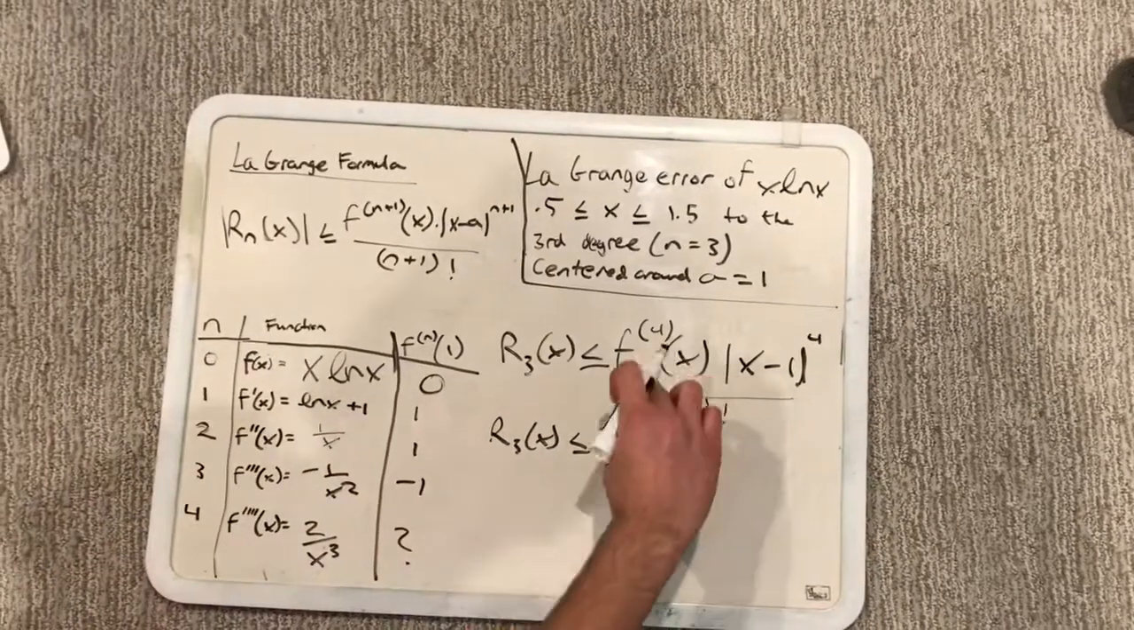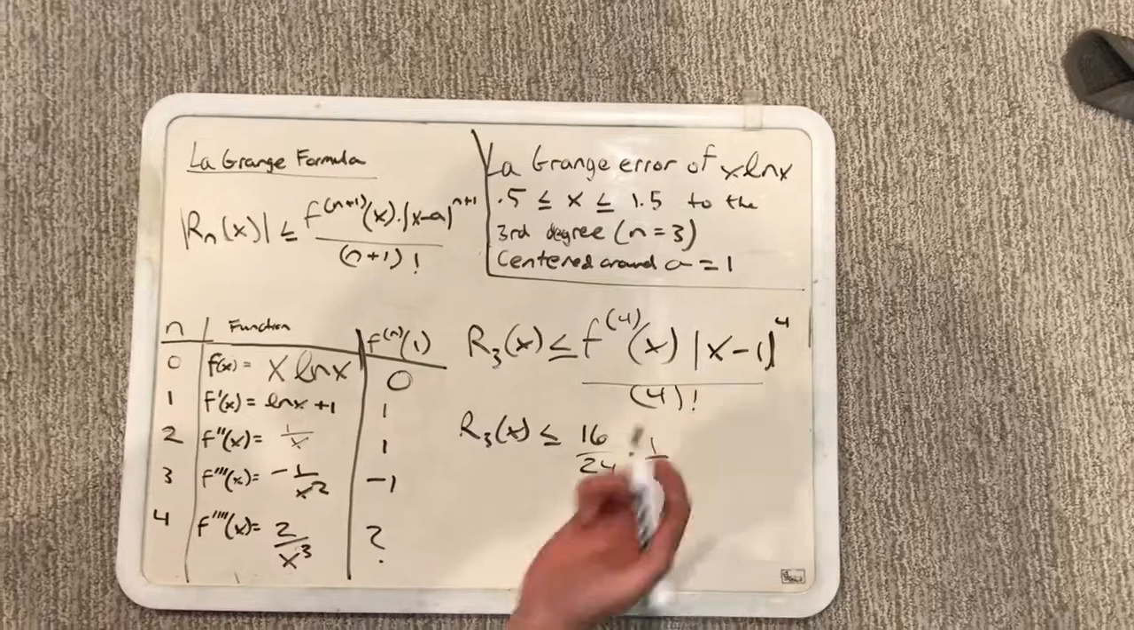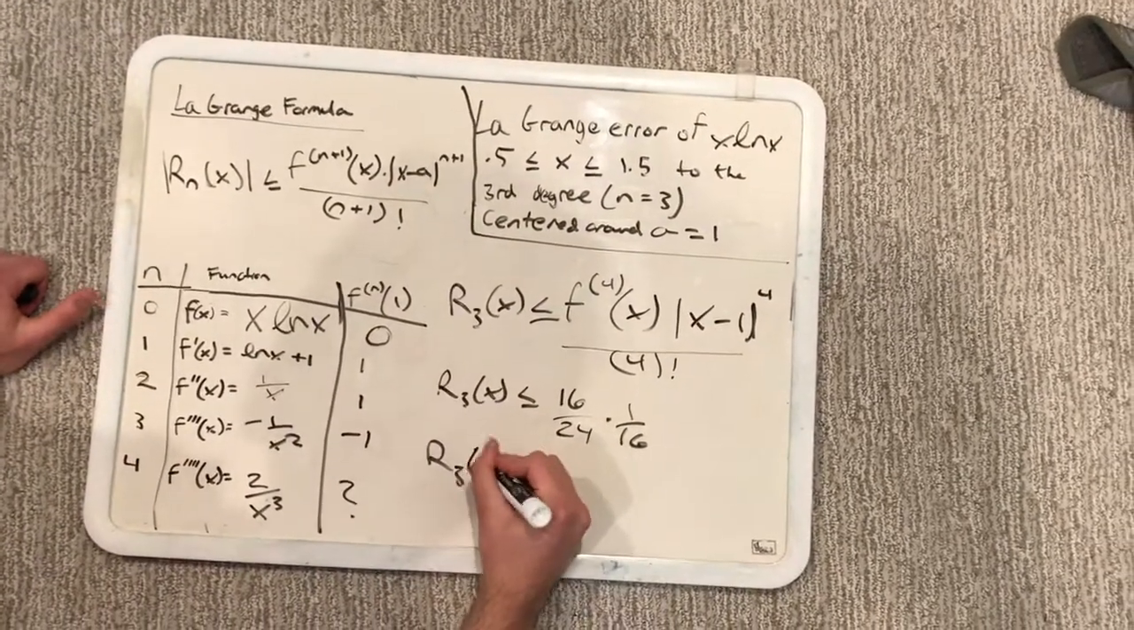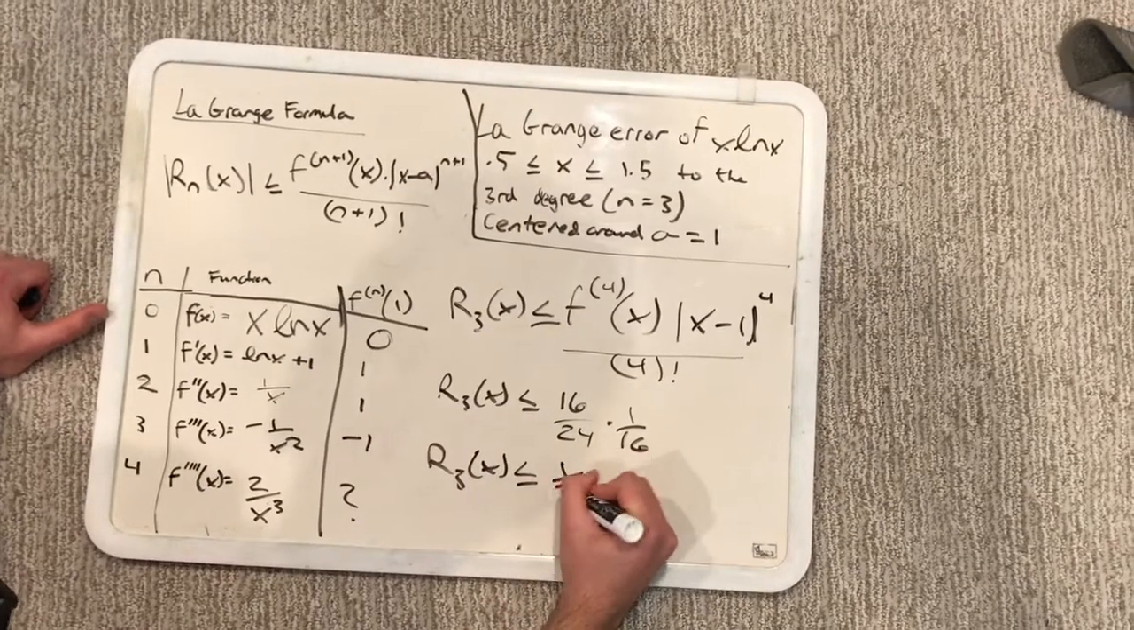So that's just going to be your error. It's going to be 16 over 24 times 1 over 16. So the error to the third degree centered around a equals 1 is going to be less than or equal to 1 over 24.